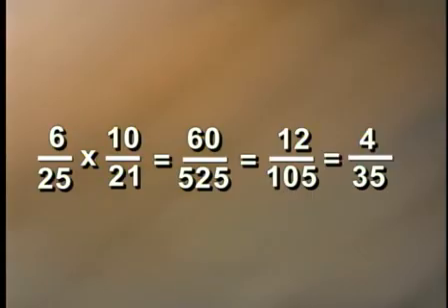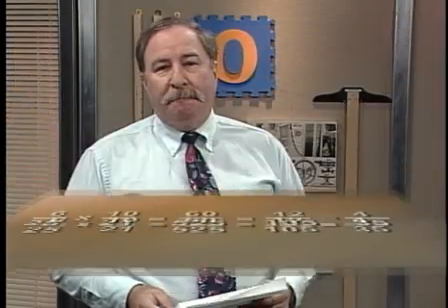But look at the numbers in that problem. Fairly large, 60/525. It'd be nice if we could make the numbers smaller before we even multiply. And something we know about multiplication will help us.